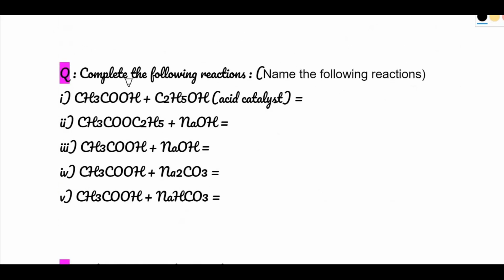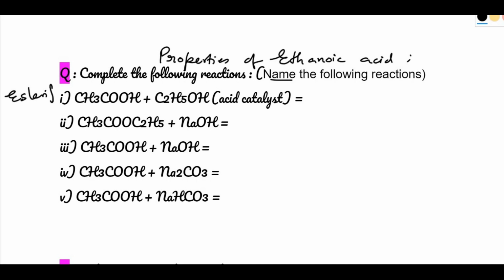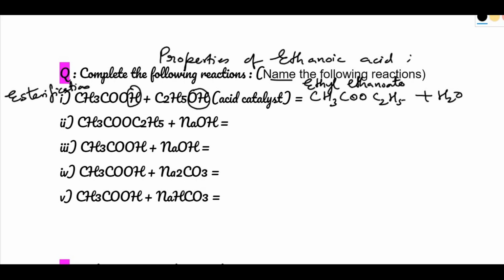Okay. Coming to this, these are the properties of ethanoic acid. So whichever names we know, we will name them. Ethanoic acid plus ethanol in presence of an acid catalyst, this reaction is called esterification. Here this hydrogen and this hydroxyl become water and we get CH3COOC2H5 and H2O. This compound is ethyl ethanoate.